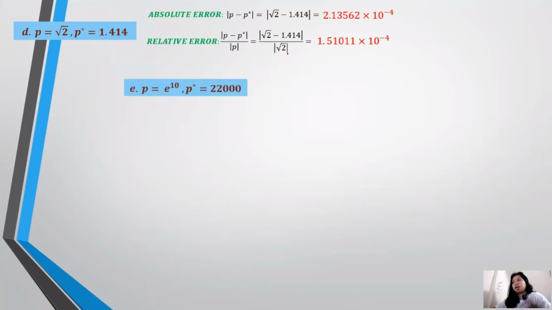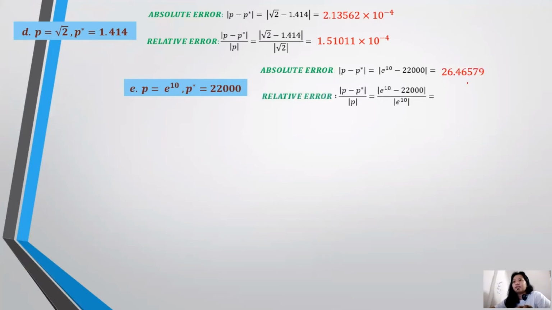Letter E: our value for P, or the exact value, is e to the power of 10, and for the P asterisk it is 22,000. So the same process: absolute error is the absolute value of P minus P to the power of asterisk. So e to the power of 10 minus 22,000, then in absolute value. So we have 26.46579.